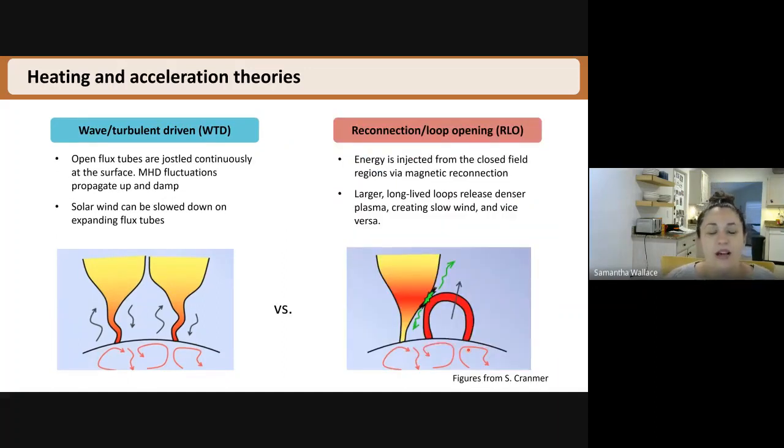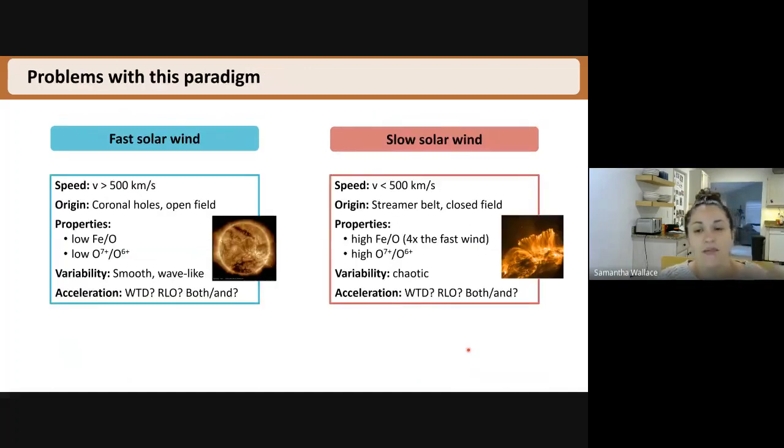In the second theory, acceleration is driven by magnetic reconnection, in which the closed field opens up by reconnecting with the open field and injecting energy into the solar wind. So initially, these two theories were, in a way, competing because they each were trying to account for all the solar wind, both fast and slow populations. So over time, the solar wind has been viewed as these two populations.